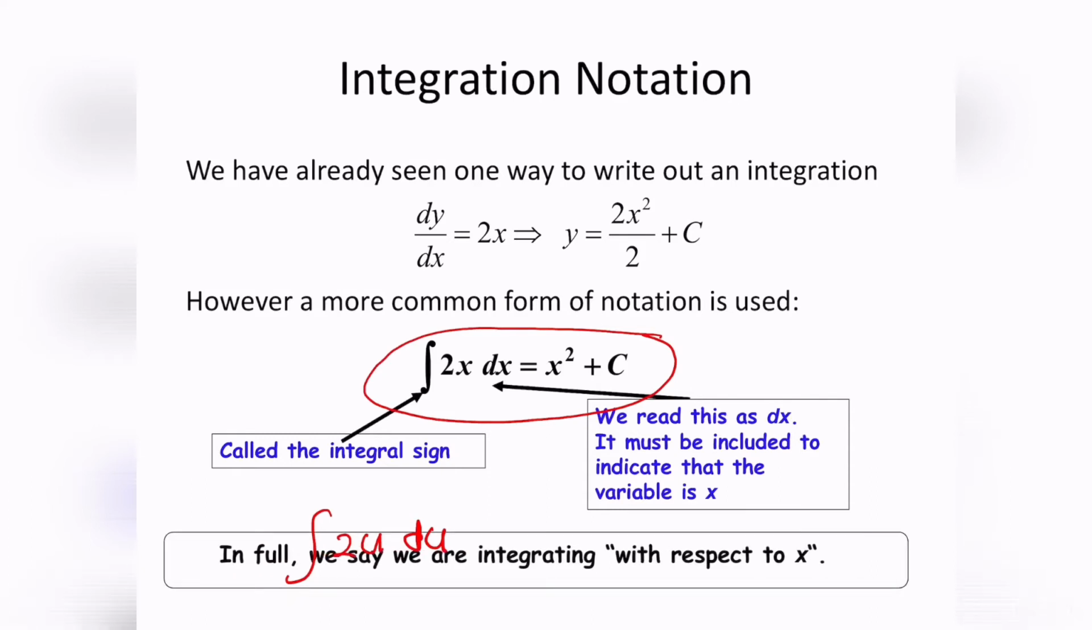In full we say we are integrating with respect to x. So if we have dx here, that means we are integrating with respect to x. If it's du, that means we are integrating with respect to u. If it's dy, that means we are integrating with respect to y, and so on.